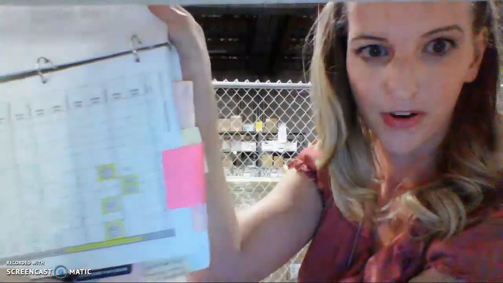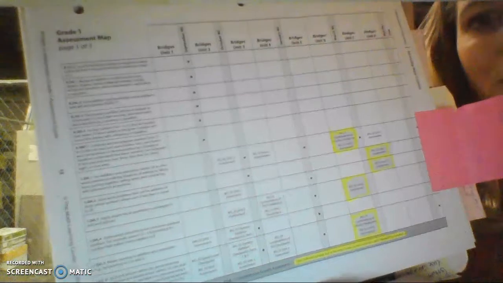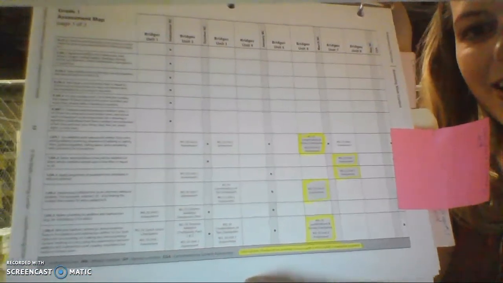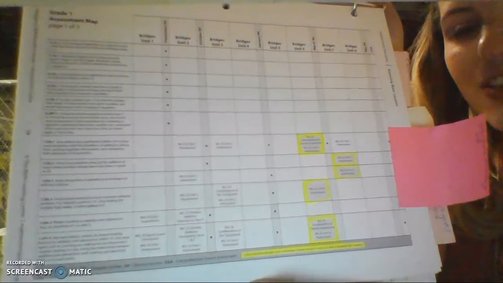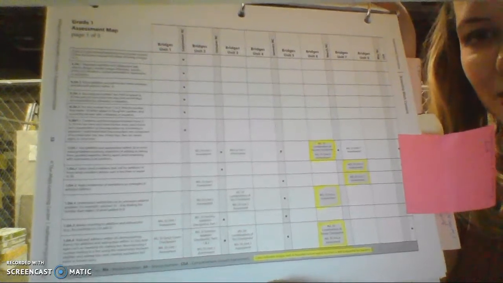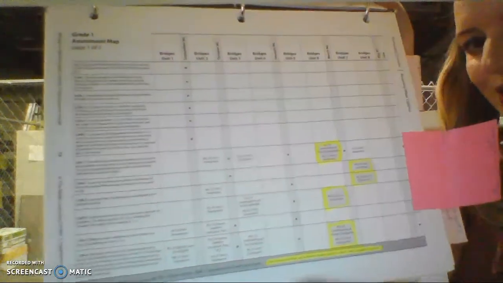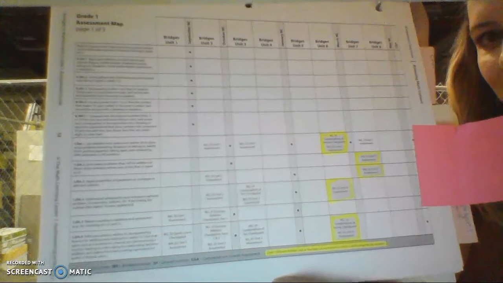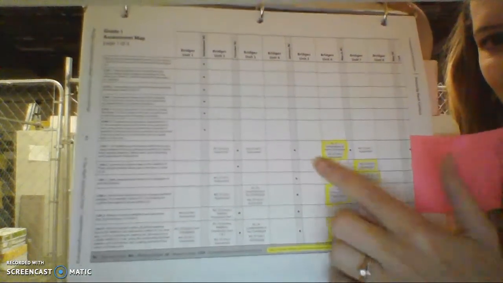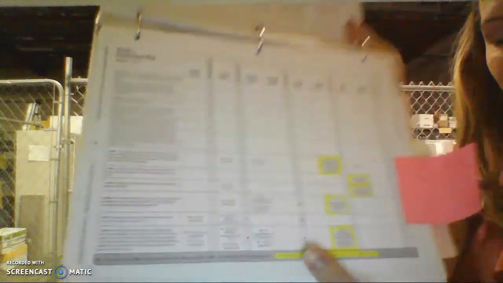This is page 13 in your assessment overview. Let me get it up there so you can see it better. What you'll notice is that there are some boxes that I've highlighted, the dark shaded ones. Those boxes are showing you when a standard is meant to be mastered. So you'll notice that here, Bridges Unit 6 is when the operation and algebraic thinking standards are expected to be mastered. Well, we know we're here in Unit 3, right?